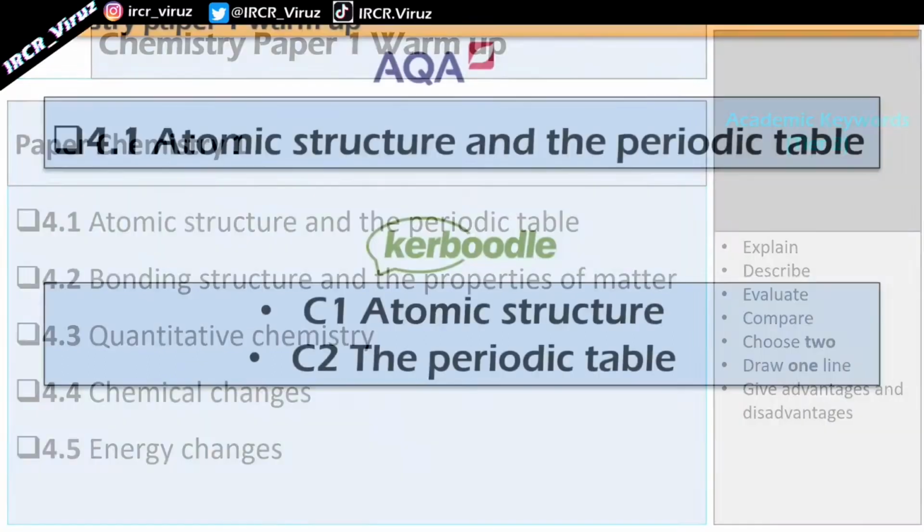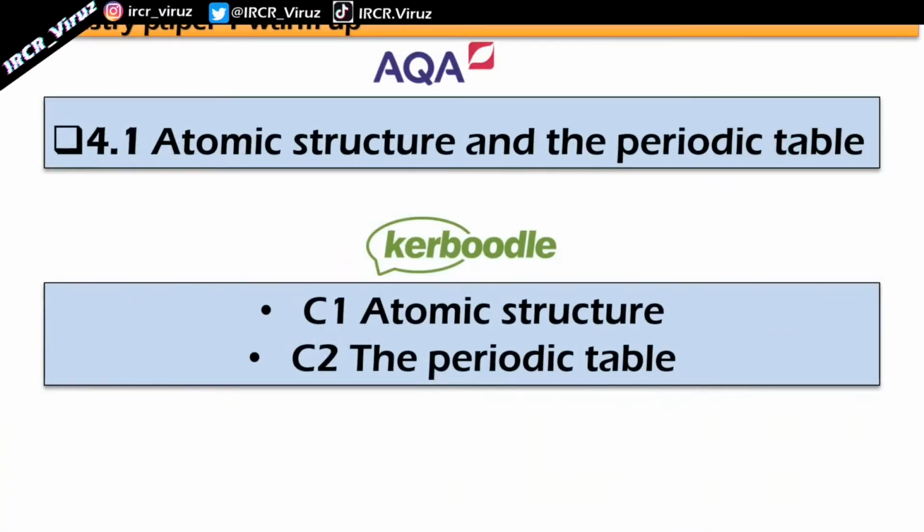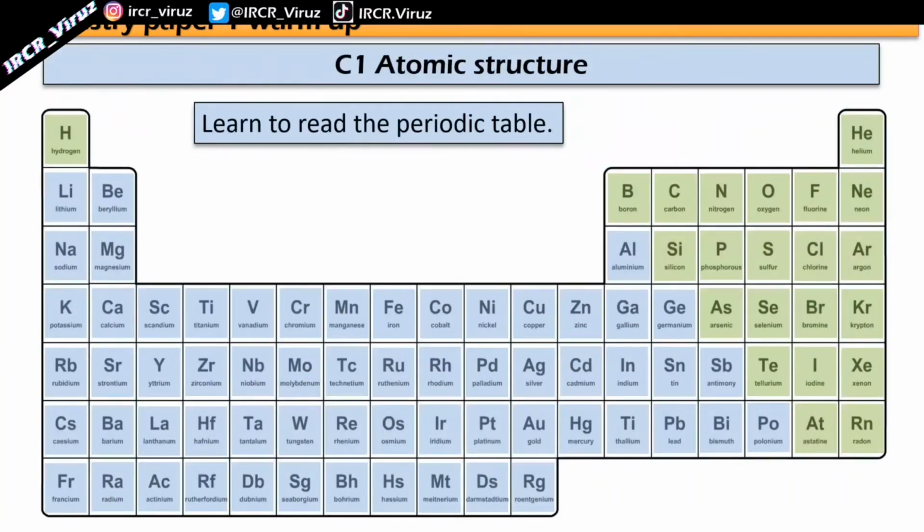So to start, what we've got here is that 4.1 atomic structure and the periodic table is split into C1 and C2 in the Carbutor books. So in C1, you've got to familiarize yourself with the periodic table. What we see over here in blue is your metals, and what we see in green is your non-metals.